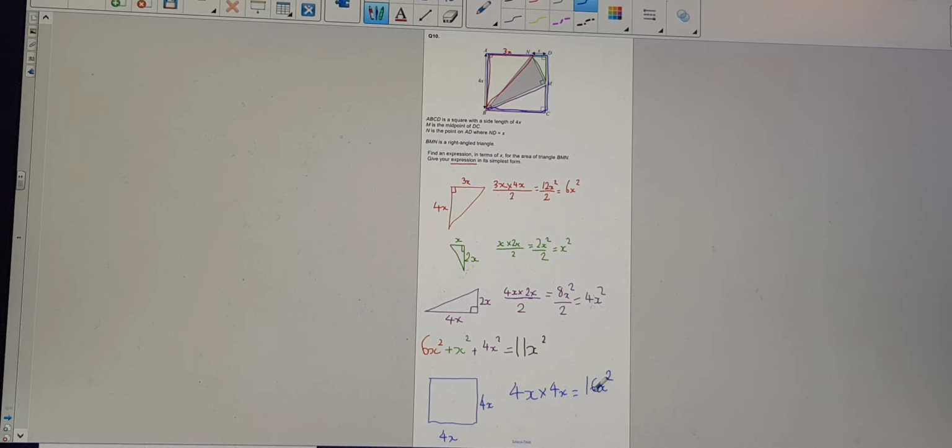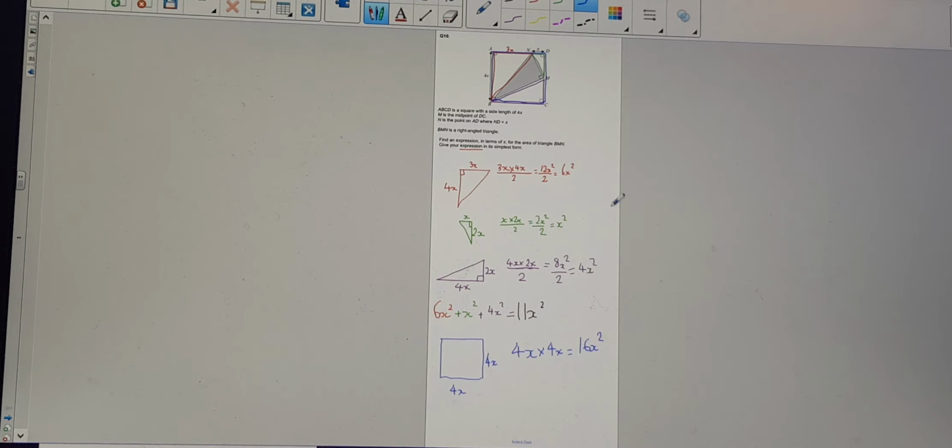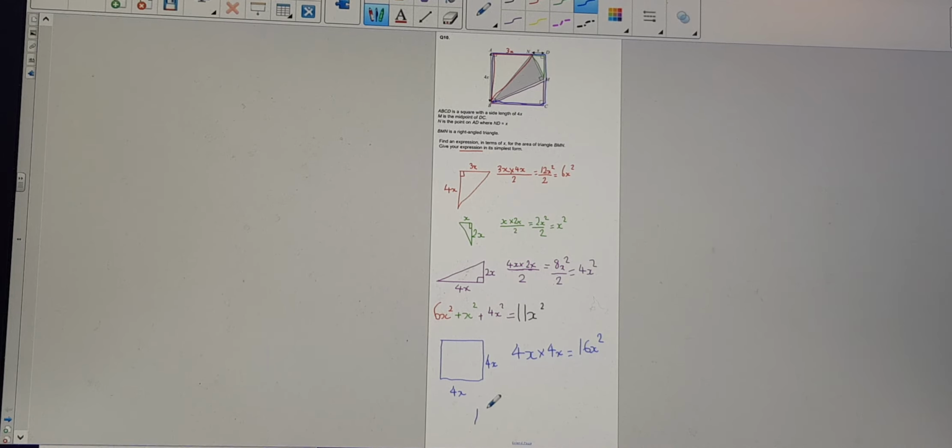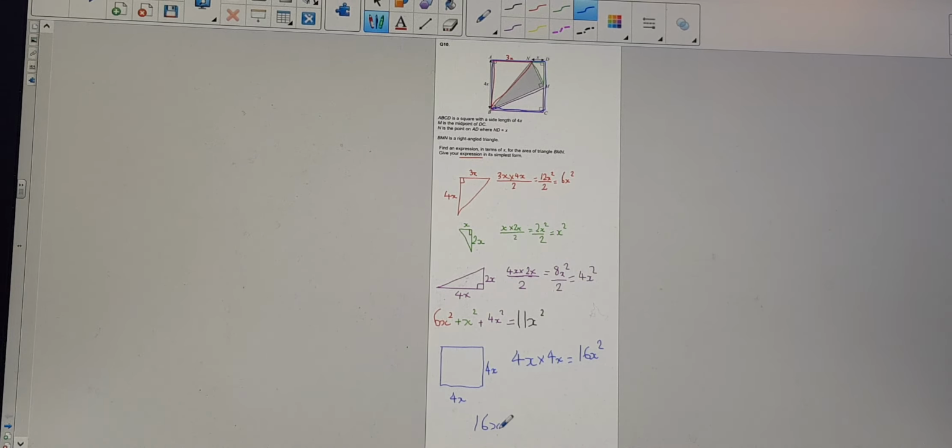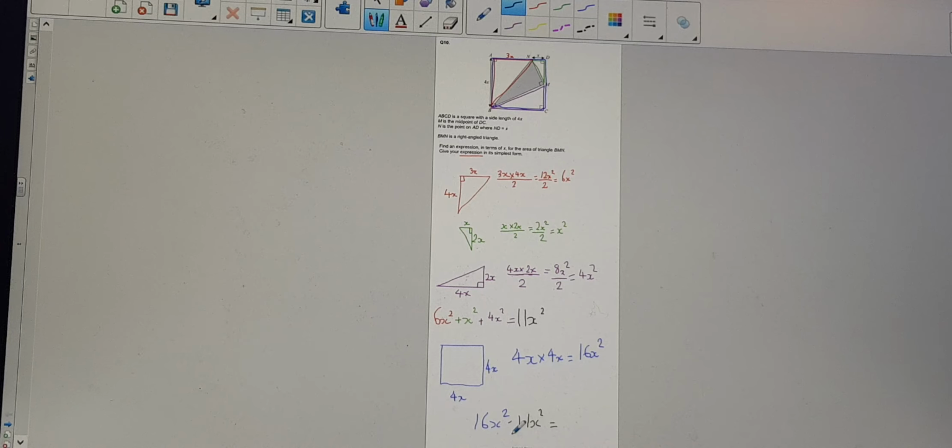So the area of the square, take away the sum of the triangles, so I've got 16x squared minus 11x squared. So 16 lots of x squared, take away 11 lots of x squared is just going to give me 5 lots of x squared.